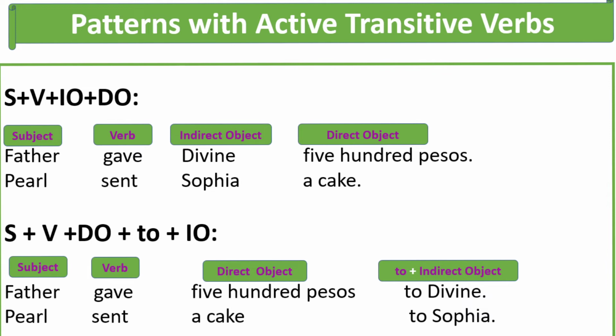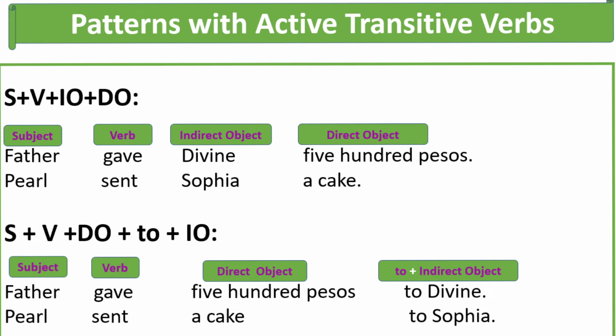Next, we have Pearl sent Sophia a cake. Okay? So, Pearl is the subject and sent is the verb. Then, sent what? A cake. Sent a cake to whom? To Sophia. So, Sophia is the indirect object. Next, we have, I think this is the last pattern, S+V+DO+IO. So you can also construct your sentence using transitive verbs in this manner.